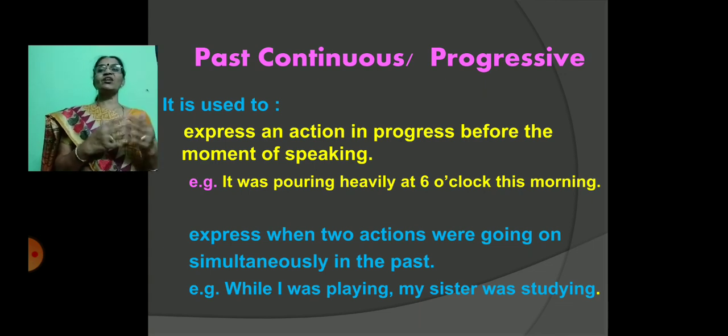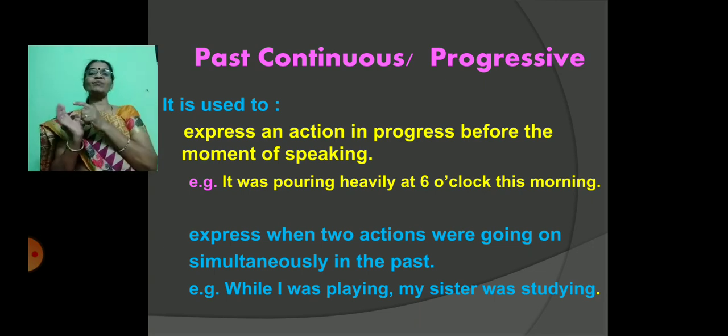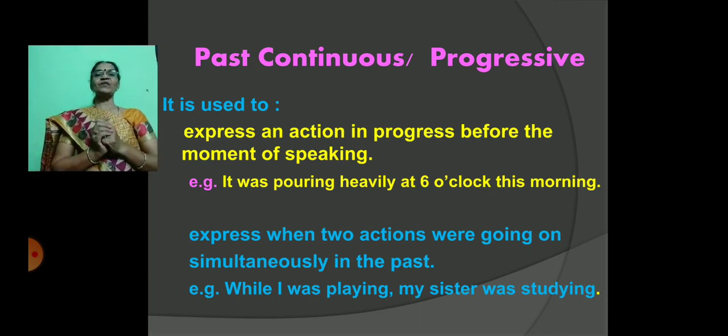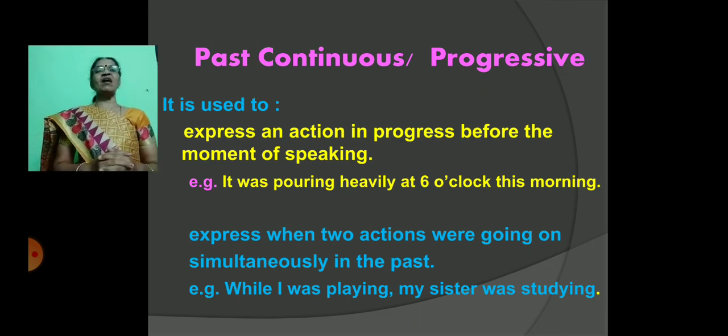So say around 10 o'clock or 11 o'clock in the morning, you want to tell the action which has taken place in the morning at 6 o'clock. So it was pouring heavily at 6 o'clock this morning. So what's the tense you're going to make use of here? It is past continuous or past progressive.